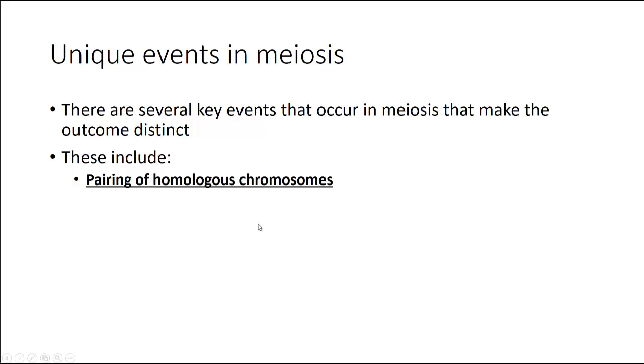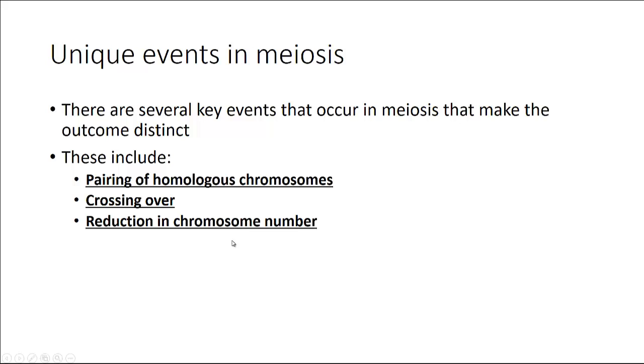So the first one is that early in the process, in meiosis 1, there's a unique event in which there's a pairing of homologous chromosomes. That pairing means that those matching sets of chromosomes are actually going to all join together to make what is referred to as a tetrad or a bivalent. Once that tetrad or bivalent forms, we'll then have a process called crossing over that makes each set of homologous chromosomes genetically distinct. And then finally, another key event is that we have a reduction in chromosome number. And this is what allows us to go from being diploid to being haploid.